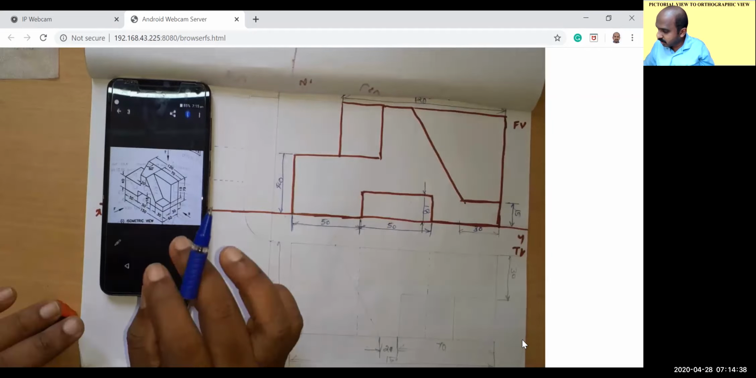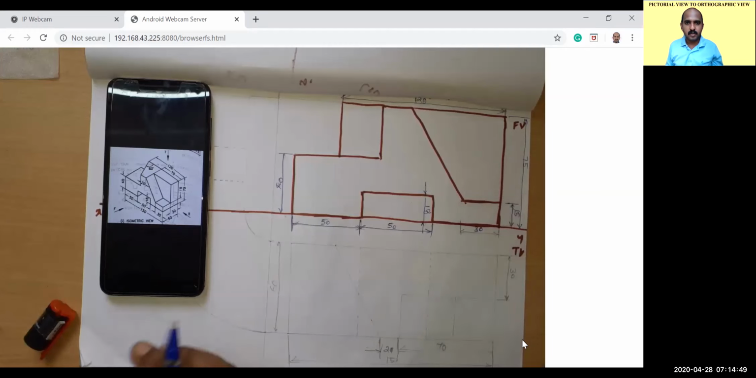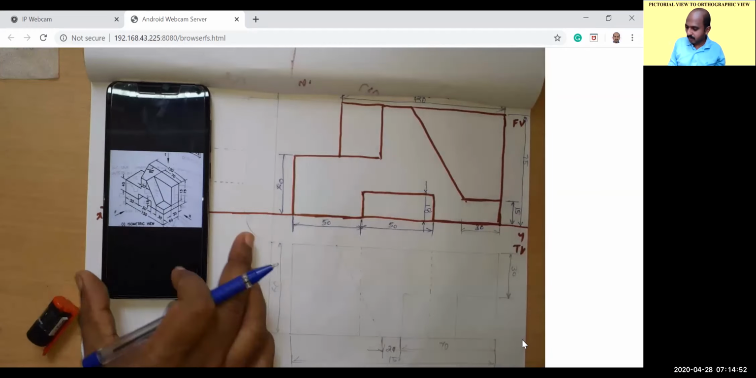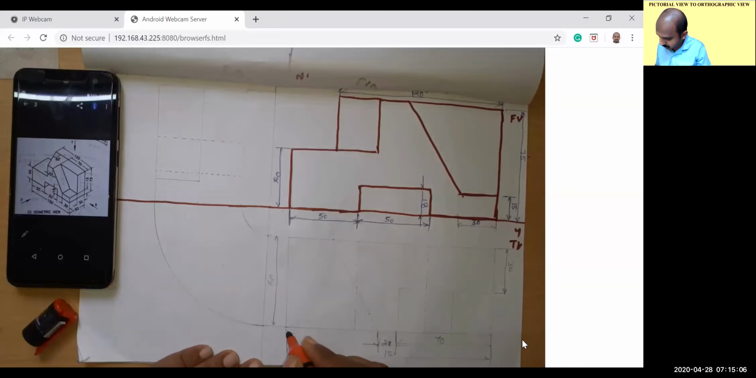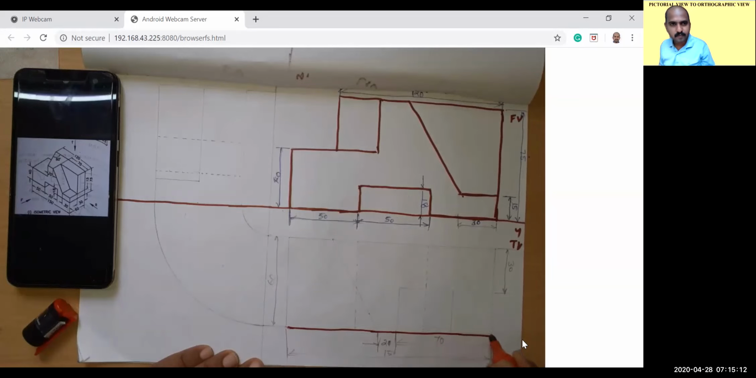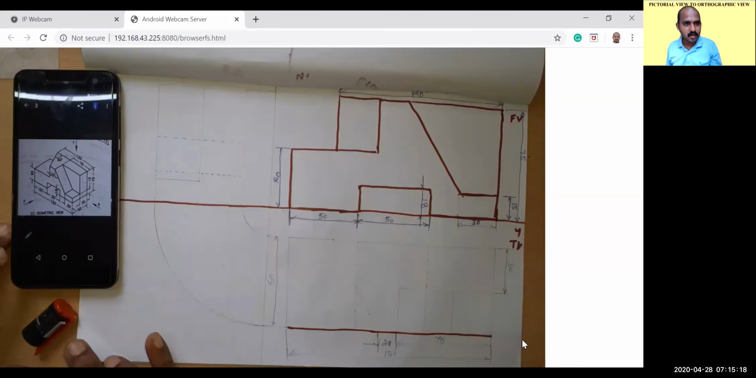Then what about the height of the solid? This height in the front view, you can mark as 75. So now we have completed the front view. Now we come to the top view. In the top view, the length is again 150, and we are looking in the direction of capital T.